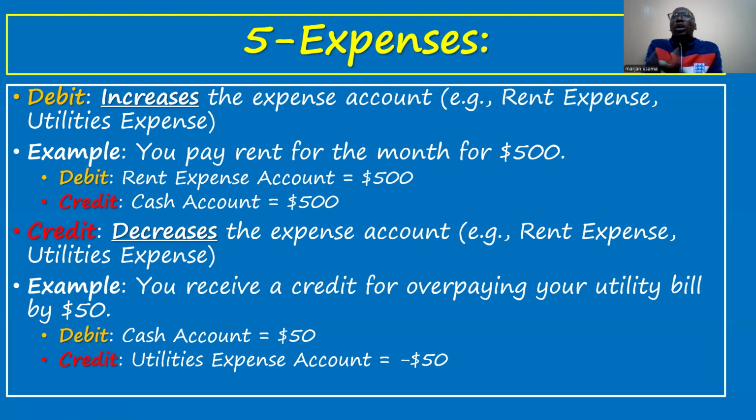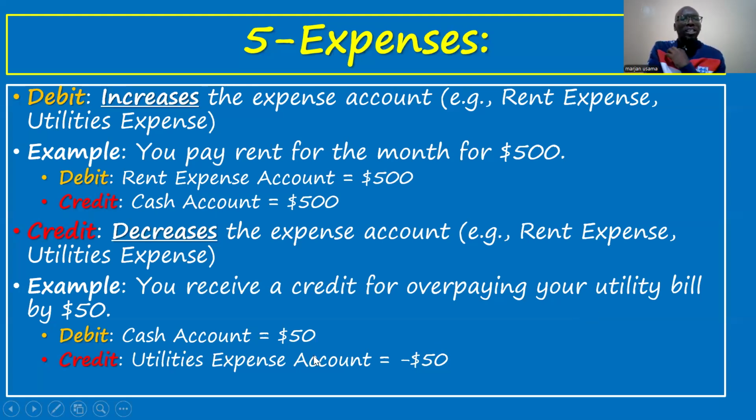So you are paying the rent. Then the second one, here you're receiving a credit for overpaying your utility bill. Utilities are things like electricity, water bill, internet. So you receive a credit for overpaying your utility. Maybe you paid more, now you receive a credit.